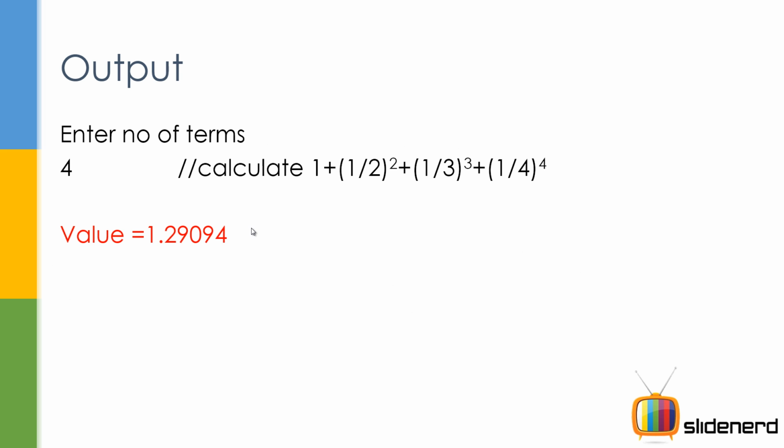We are gonna ask the user to enter the number of terms. If he says 4, we're gonna take the first 4 terms and that's it, we are done. And we're gonna print the value and bam, this program is over. So now let me go ahead and show how this works.